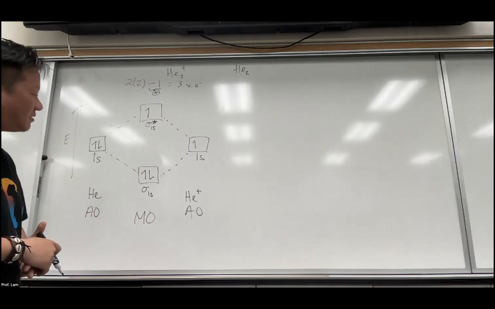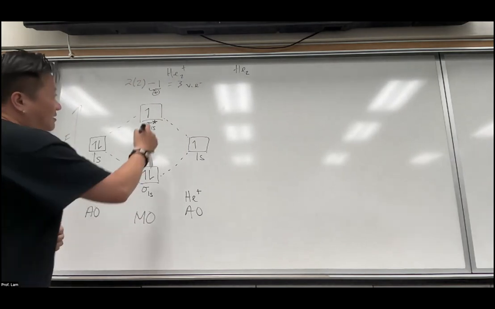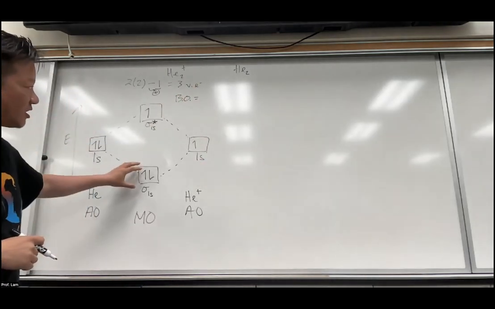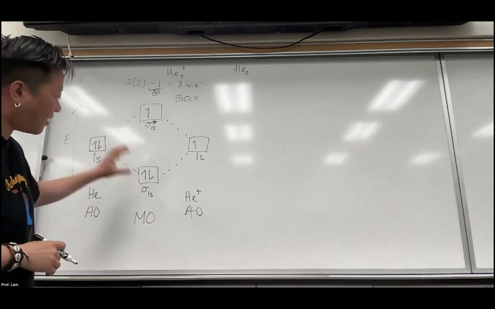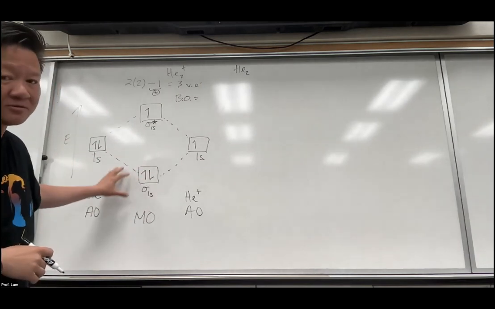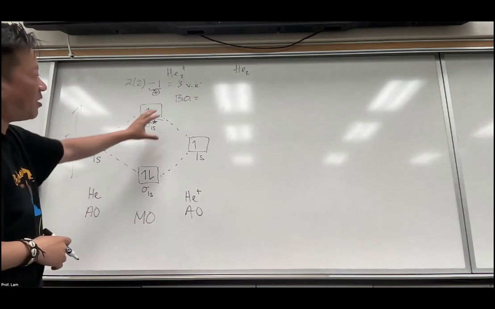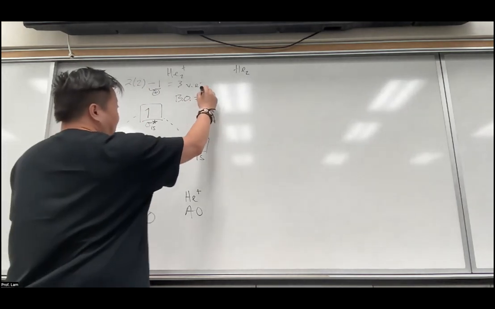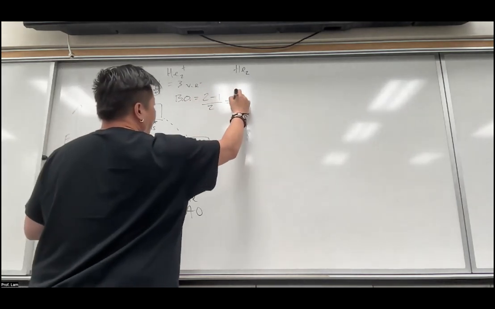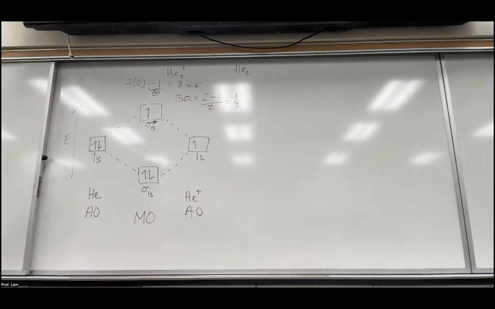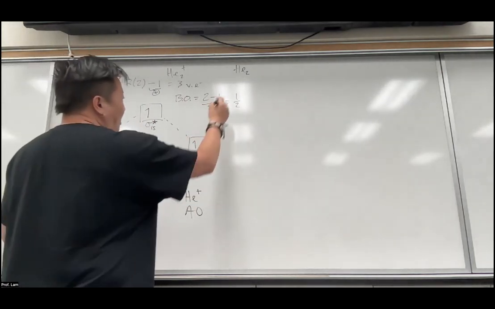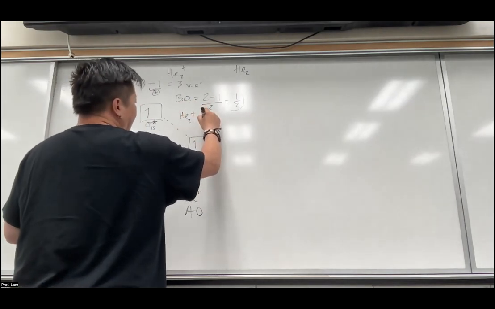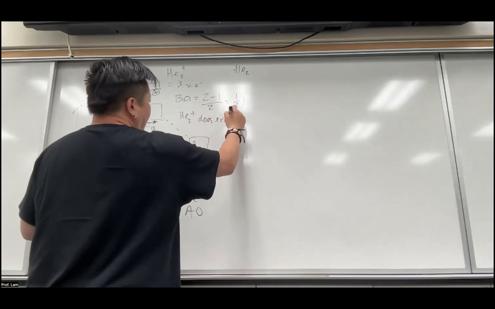Okay, so now we do a bond order, right? So bond order, remember how we count? Good electrons minus bad electrons, right? So bonding electrons, count all of them. You total up all of them, and then total up all of the bad electrons. Take the difference and then divide by 2. So that's gonna be 2 minus 1 over 2. And that's 1/2. Okay. So we have a bond order of 1/2. So He2 cation can exist. Right, it does exist.